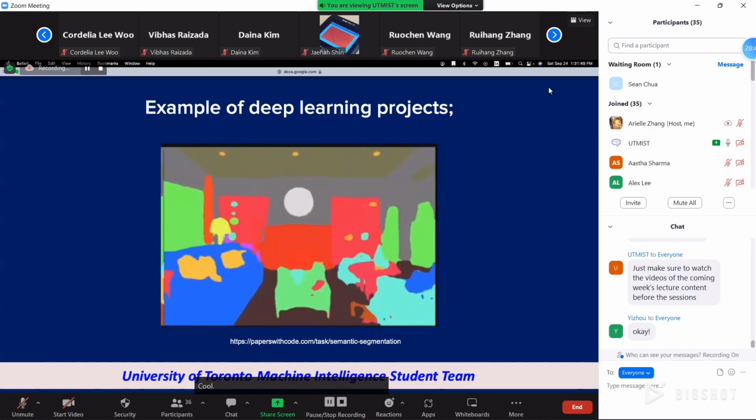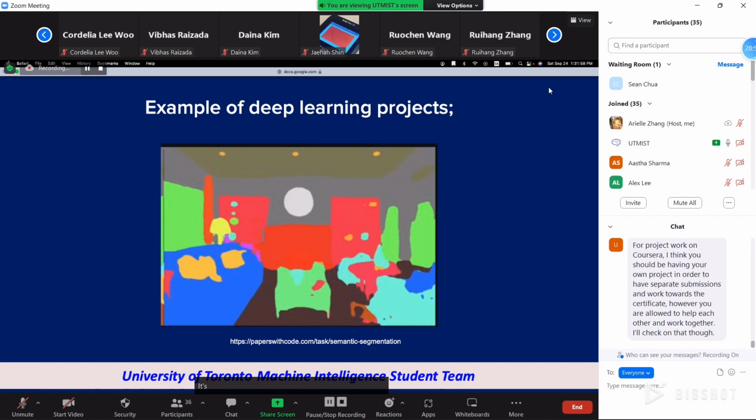Cool. Does anybody know what this is? It's a type of object detection. It's semantic segmentation. Maybe you have seen it live, like when you look at the camera and you see a square around your face. It basically tells where your face is in the picture. This is an upgraded version of that, and this is commonly used in self-driving cars.